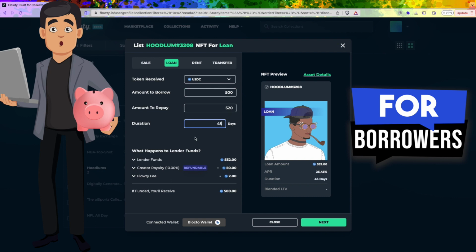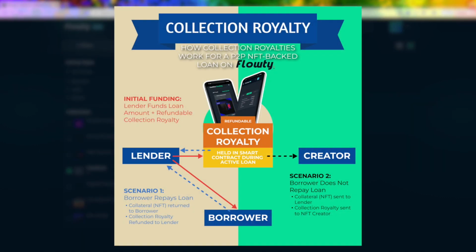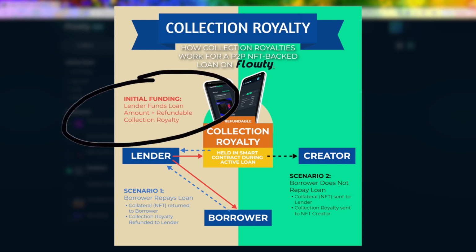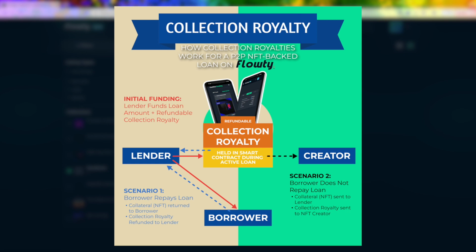You'll notice on the Marketplace preview card, which shows you how the loan listing will appear to prospective lenders, that the loan amount is higher than your inputted amount to borrow. Flowty charges a small fee for loan transactions, which is included as part of the amount a lender funds. You can find out more about the loan fee on our product docs at docs.flowty.io.